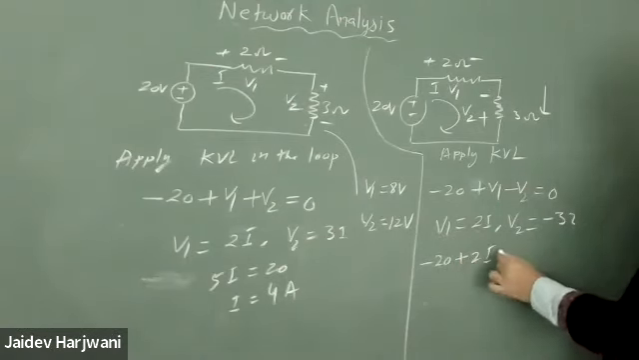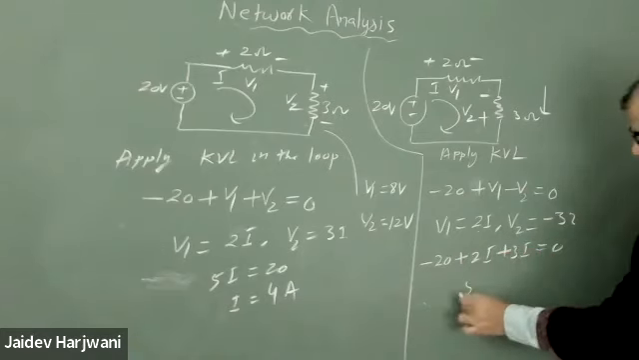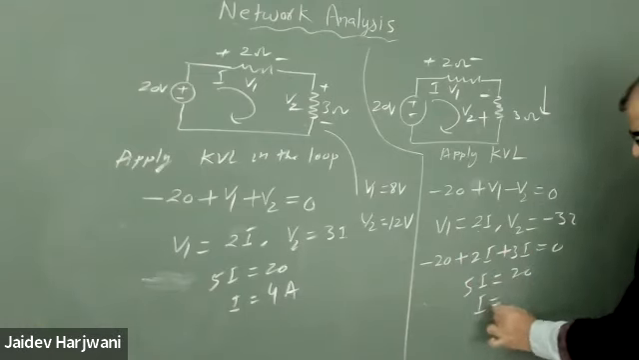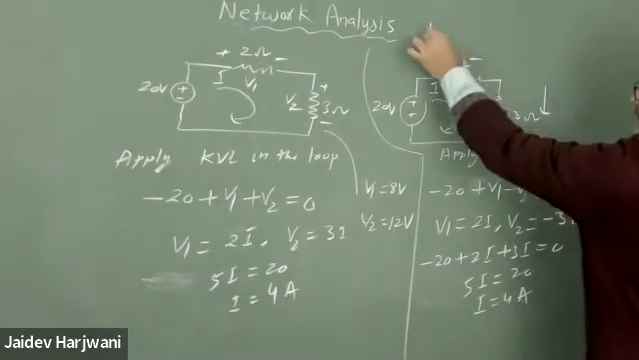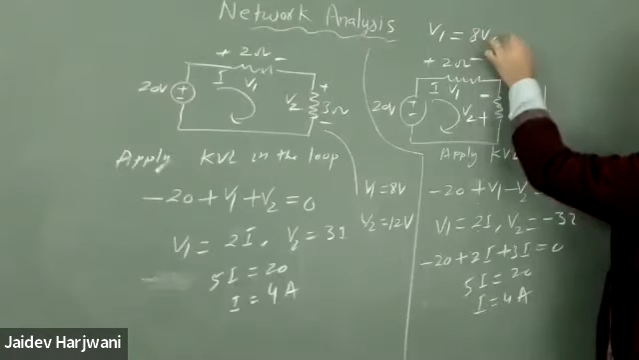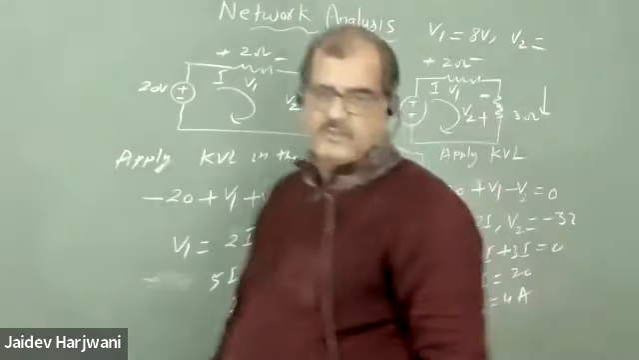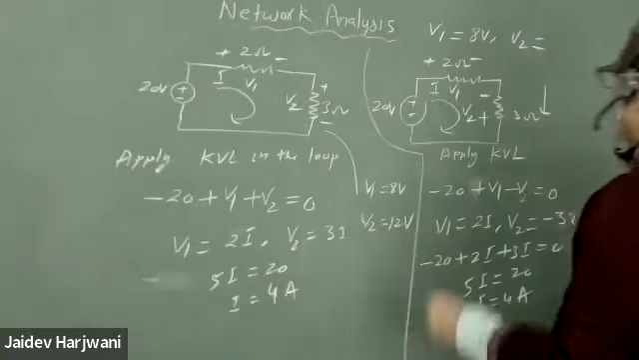Now again put the values here: minus 20, V1 is 2I, V2 is minus 3I, so minus minus 3I becomes plus 3I equals 0. 5I equals 20. Again I is the same value, 4 ampere. Now what is my V1? V1 is again 8 volts. And what is V2? Minus 12 volt.